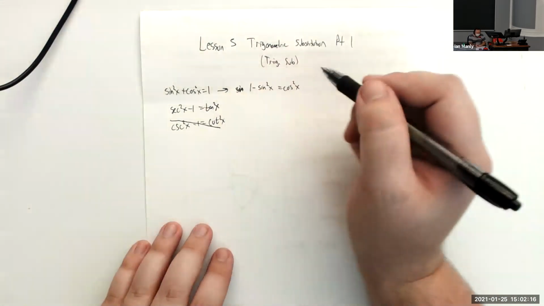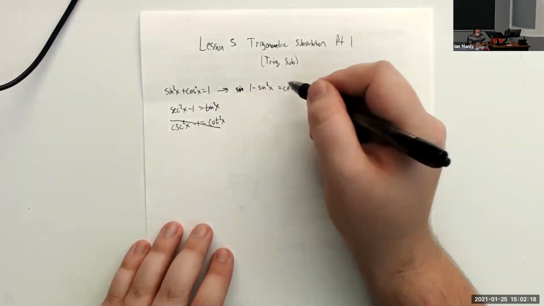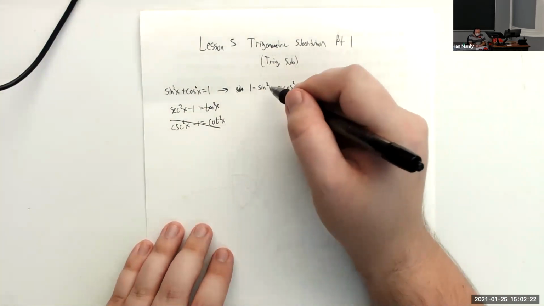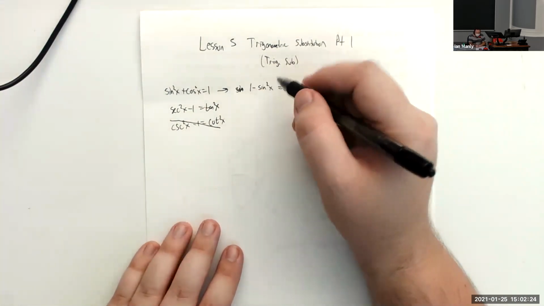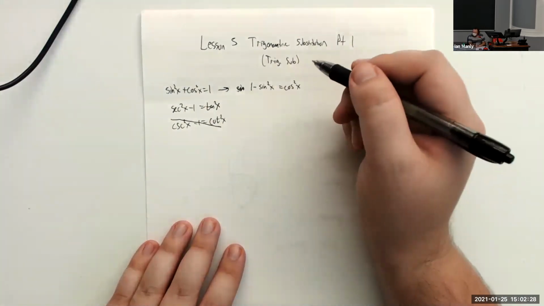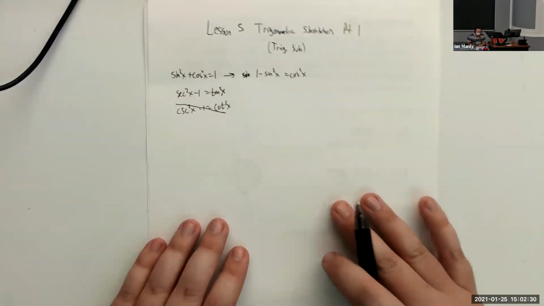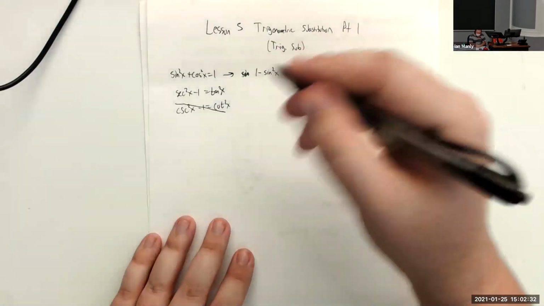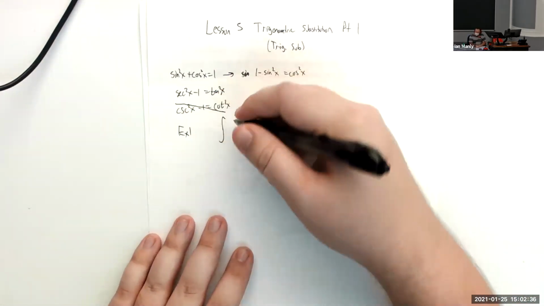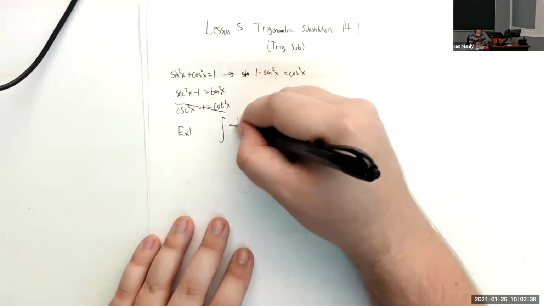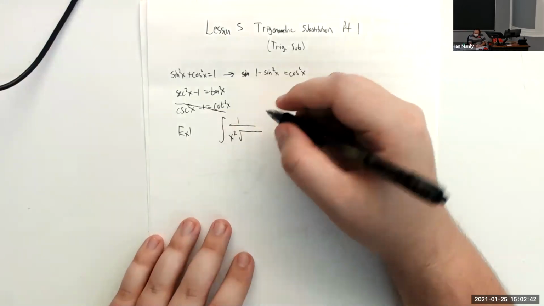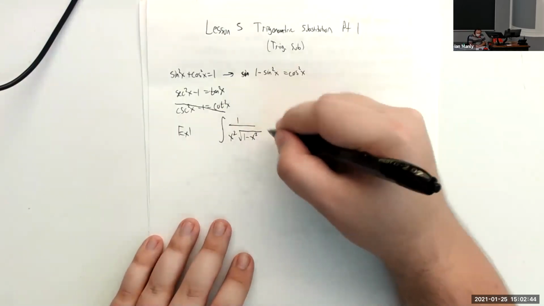So what we're going to do is try to substitute other things in for these trig functions. And when we do that, we can use these Pythagorean identities to help us out. Let's take a look at an example of this, and I'll show you what I mean. Let's say that we want to compute this integral right here: 1 over x squared times the square root of 1 minus x squared.